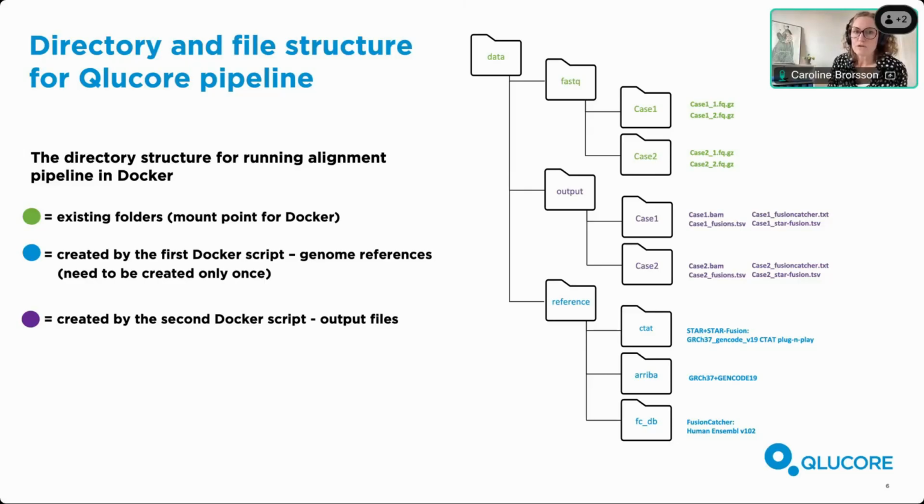STAR and STAR Fusion use the same genome reference file from CTAT, and Ariba and FusionCatcher have their own. The second script creates the purple folders, which are the output folders and files created by the pipeline. We have an output folder and then a folder for each sample or case, where all the output, the BAM files and the fusion files, goes to.